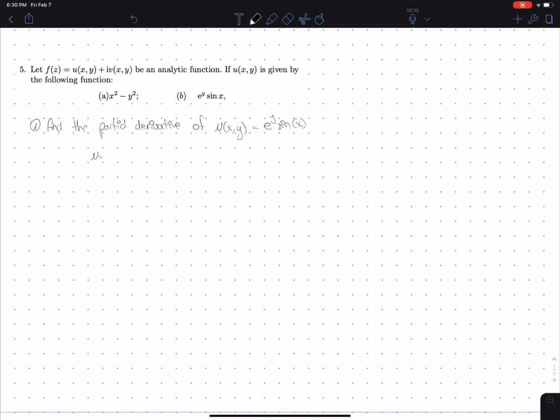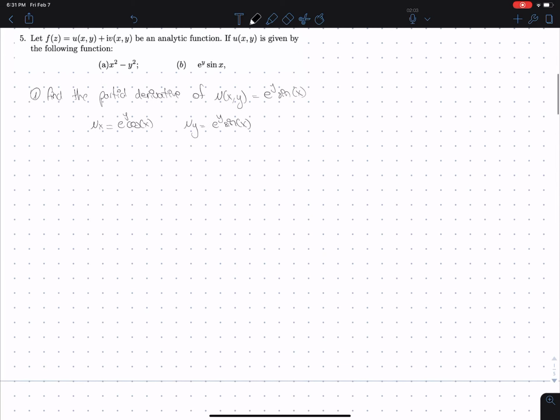Therefore, the partial derivative in terms of x is going to be equal to e to the y cosine of x. As well, we can find the partial derivative in terms of y, equal to e to the y sine of x, since e to the y is an exponential, the derivative is the same. Okay, so we have this.